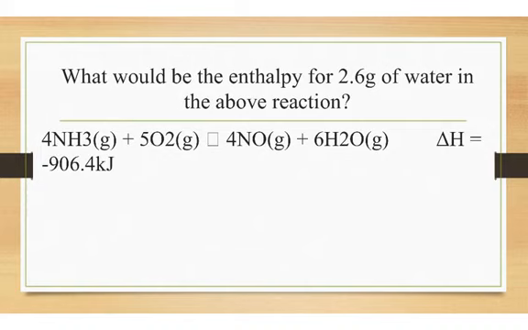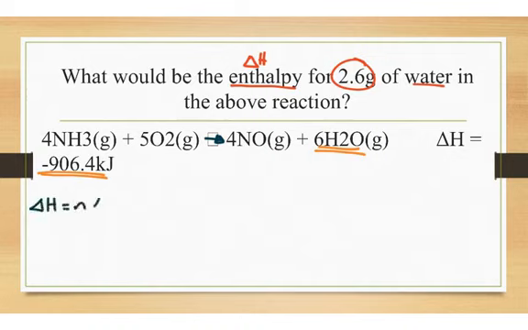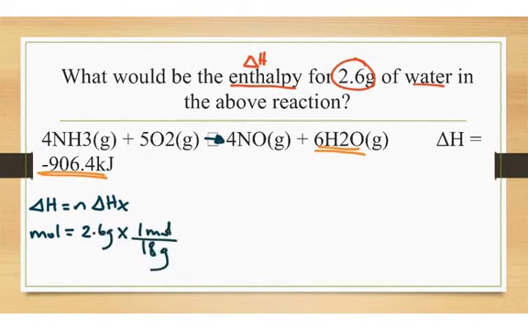So let's do our part B. We want to know what is the enthalpy if we have 2.6 grams of water for the equation that we just worked with. So my water here is 6 waters making negative 906.4 kilojoules. So I'm working with that same equation, delta H equals n delta HX, and I have 2 pieces to do first. So let's do our moles, 2.6 grams times 1 mole over molar mass of water is about 18 grams.